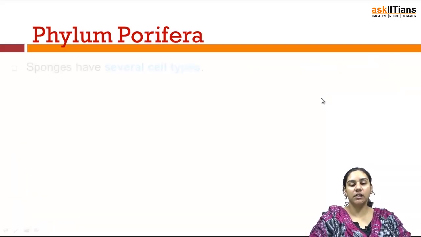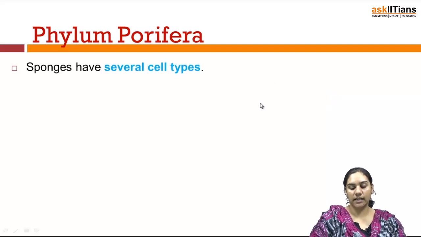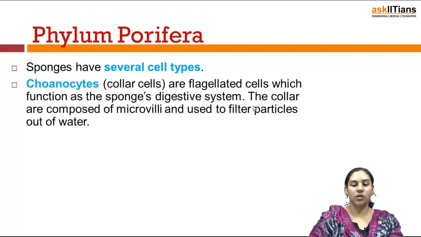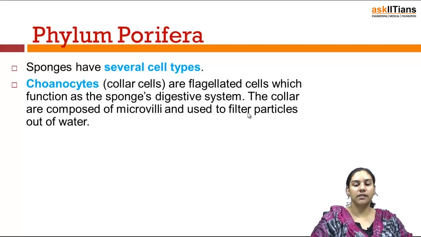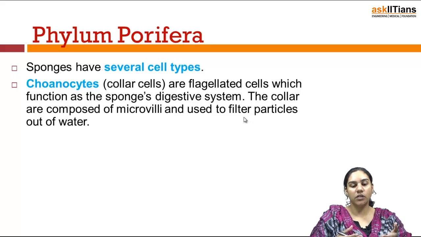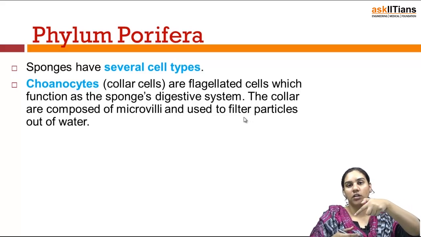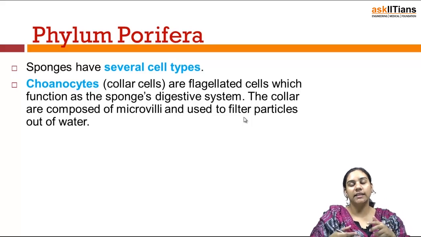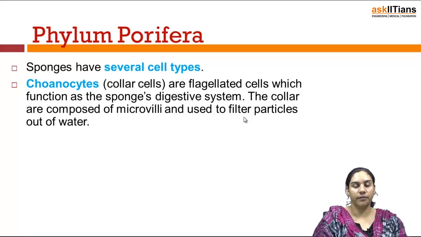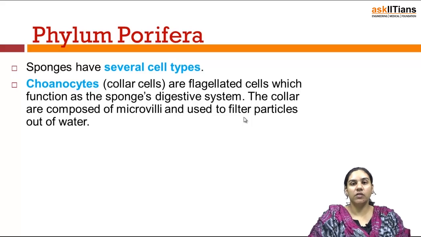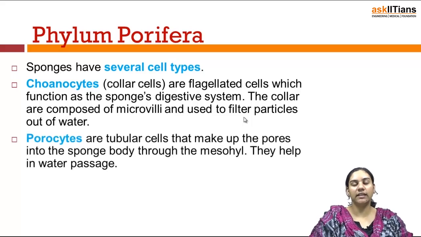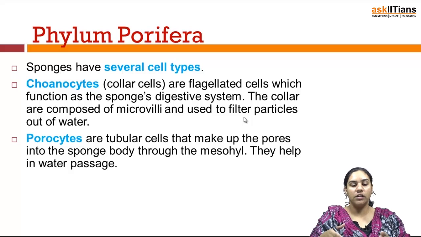The sponges have several cell types. The first is the choanocyte, which is also known as the collar cell. These have flagella on them and they function as the sponge's digestive system. The collar cells are composed of microvilli which are present on the collar part of these cells. These are used to filter the particles out of the water. The next cell type is the porocytes, which are tubular cells, and they make up the pores on the body wall of the sponges through the mesohyle. They help in the water passage.